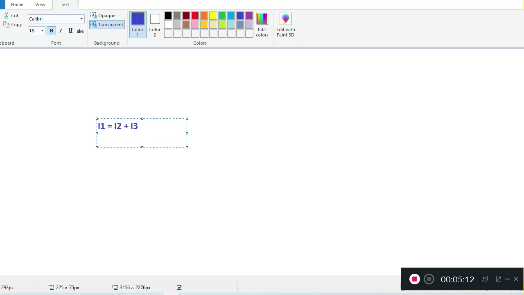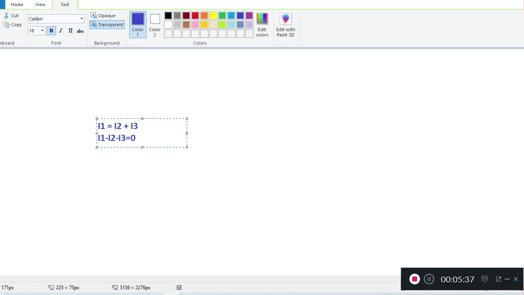So this first equation basically verifies the Kirchoff's current law, because we can also say that I1 minus I2 minus I3 is equal to 0.